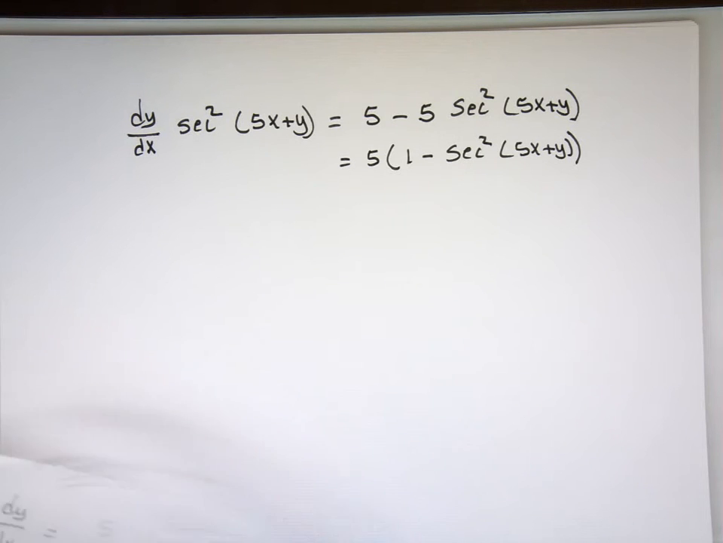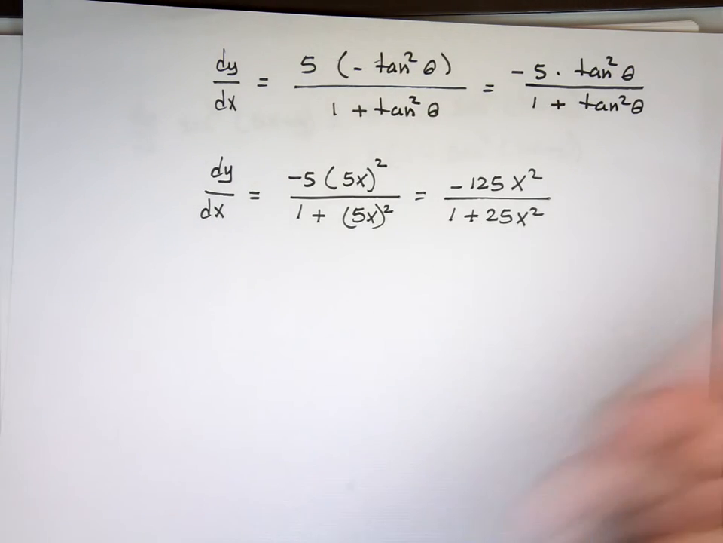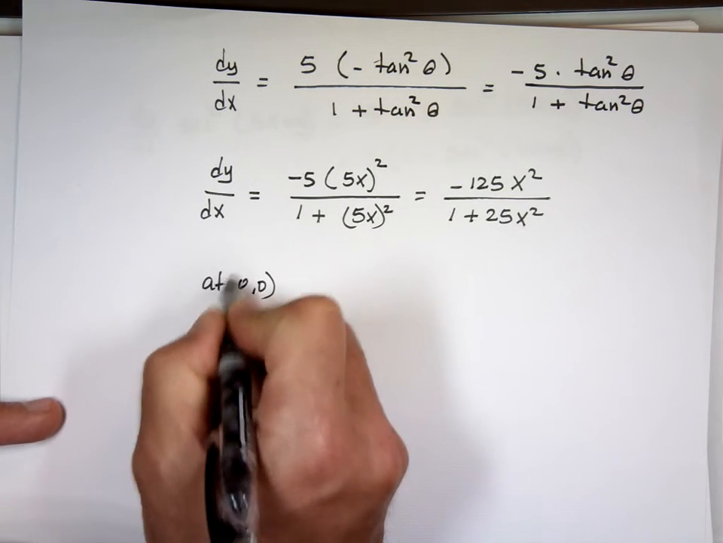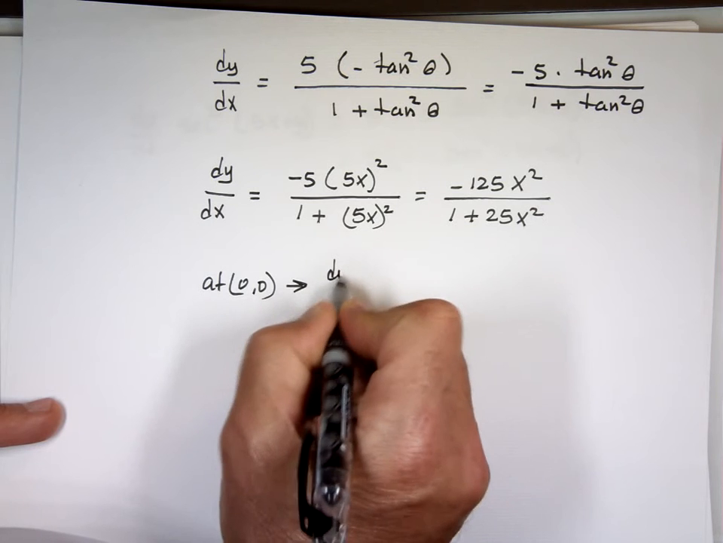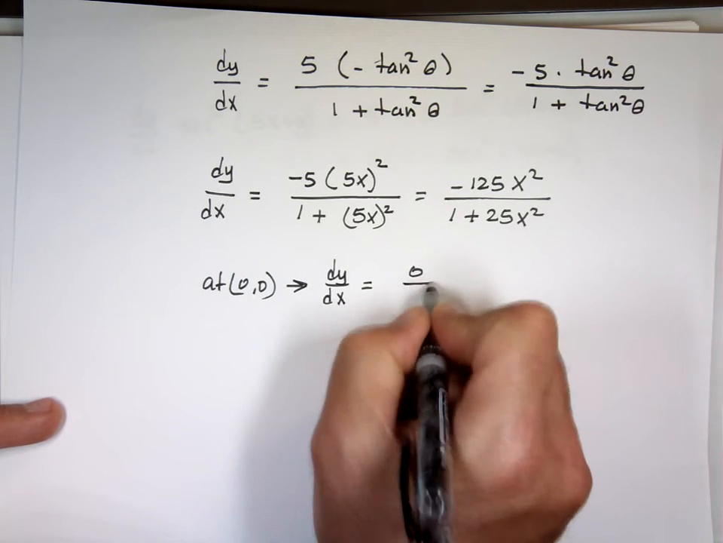Now they want to find the derivative at 0, 0. Let's finish it. It doesn't really matter what y equals, because I simplified finally to x. At 0, 0, what's the derivative? X is 0. This is 0 over 1 plus 0. 0.